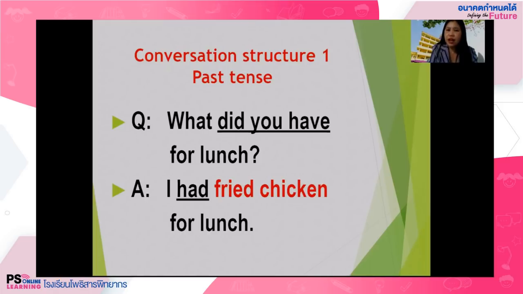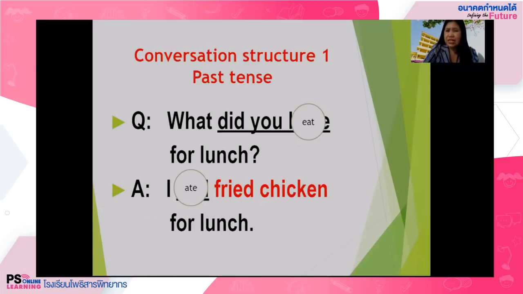Again, what did you have for lunch? I had fried chicken for lunch. Very good. Okay, so with this one, you can actually change the word have with eat. What did you eat for lunch? That's okay. But when you answer it, you have to change eat into past tense. What is the past tense of eat? That is ate. Okay, so when you answer, it should be I ate fried chicken for lunch.